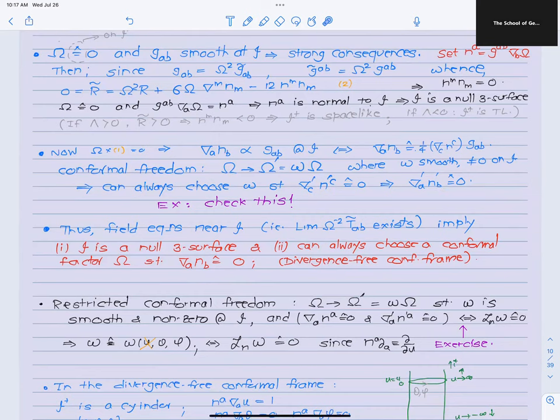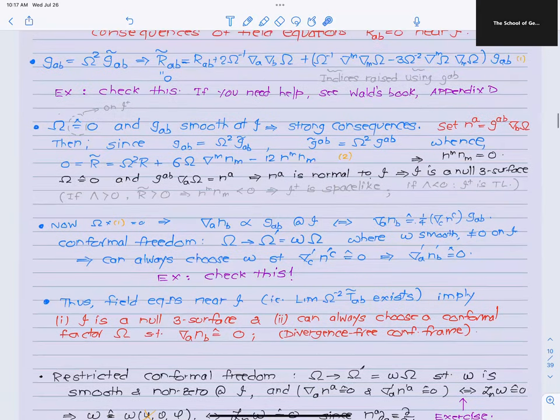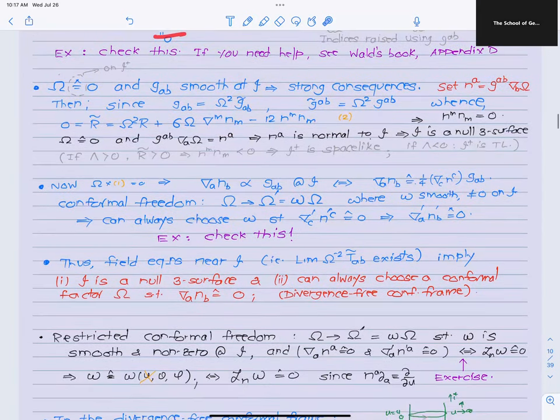So that this can always be made equal to zero. This is a scalar equation. I have a scalar degree of freedom, so it's plausible, but in fact it's true. But now Einstein's equation, which we used here, tells us that grad n is proportional to g. Therefore, grad prime of n prime is also proportional to g prime ab.